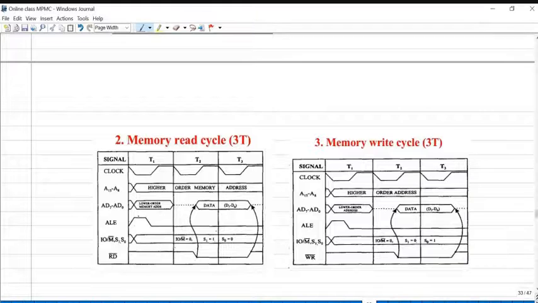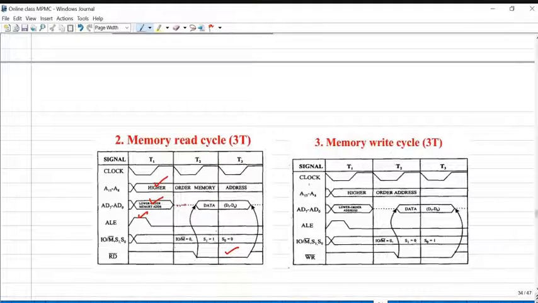During T1, ALE is high, with the lower order address and higher order address. During T2 to T3, read bar is enabled, so the data is read from the memory. The address location is pointed out by AD0 to AD7 during the T1 state, and A8 to A15 hold the higher order address. We mention this dotted line because we need some time to read the data from the memory. This is the access time representation.